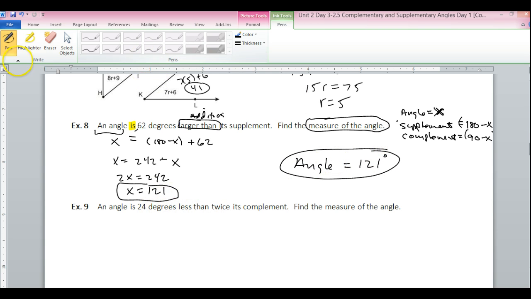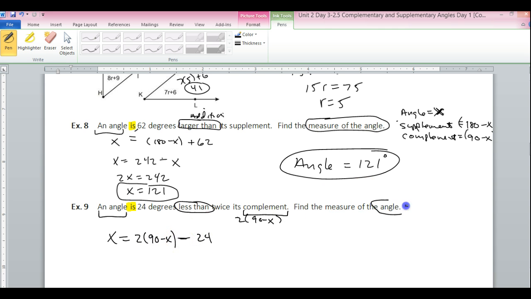Okay, so we look at the second example here. Very similar. An angle is 24 degrees less than twice its complement. So find the "is" part. There's the "is". Translate the left side. An angle, right away, x equals 24 degrees less than, so we know we're going to be subtracting 24, twice its complement. Well, anytime you see the word complement, we put 90 minus x. If we twice that, we have to multiply that by 2. So x equals 2 times 90 minus x minus 24.